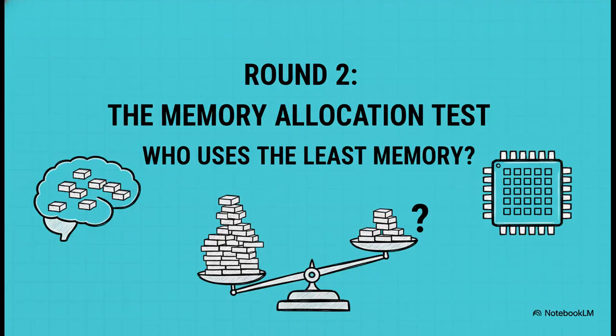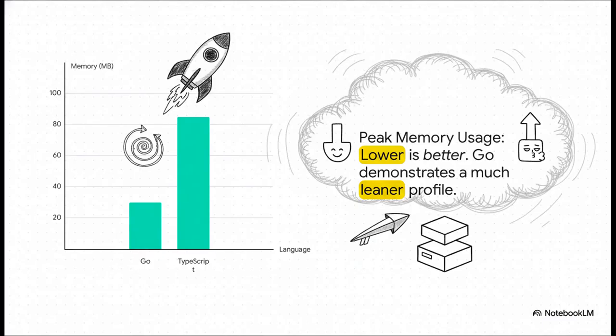Okay, on to round 2, the memory allocation test. See, it's not just about being fast, it's also about being efficient. Who uses the least amount of your system's memory to get the job done? Looking at peak memory usage, where, again, lower is better, Go comes out ahead, and not by a little. It shows a much leaner profile, using way less memory than TypeScript running over on Node.js.